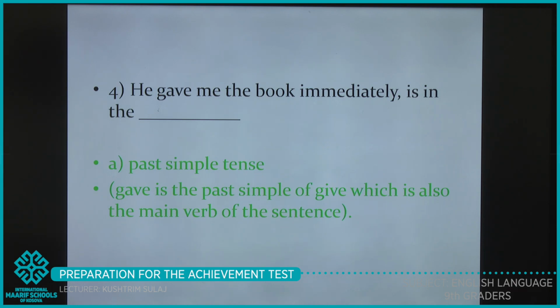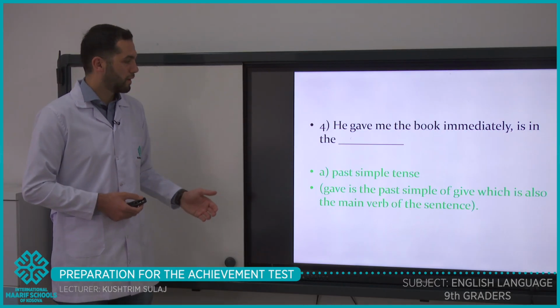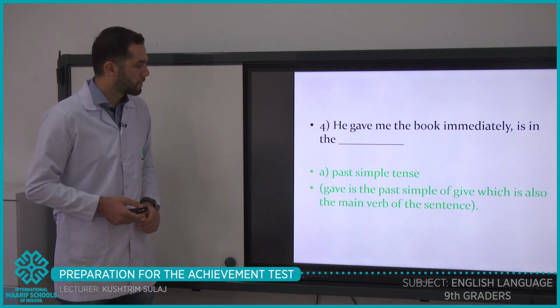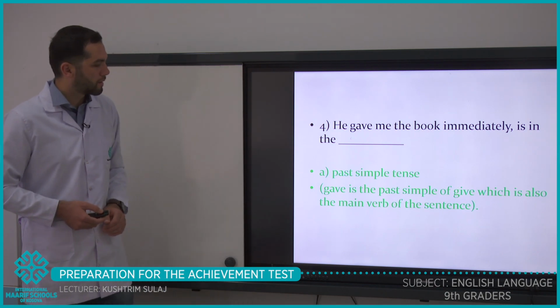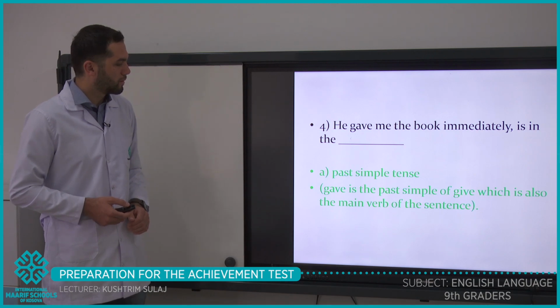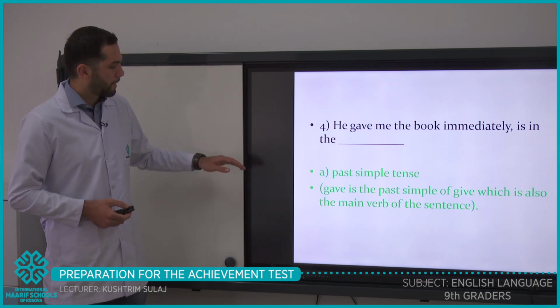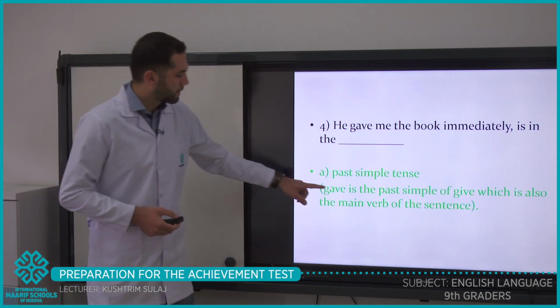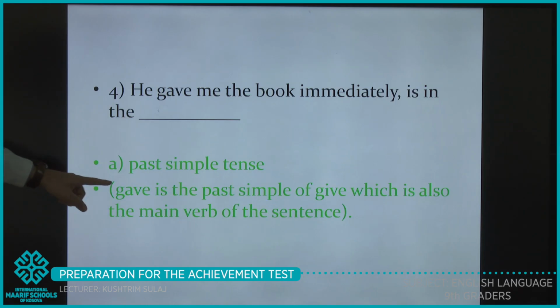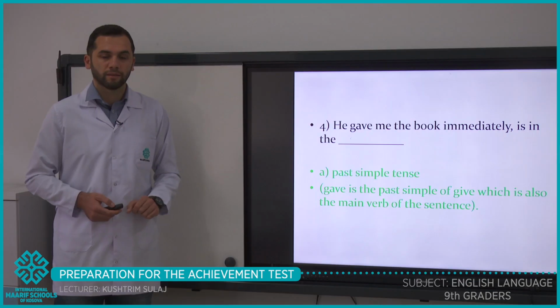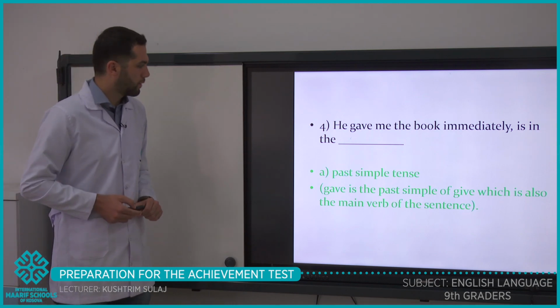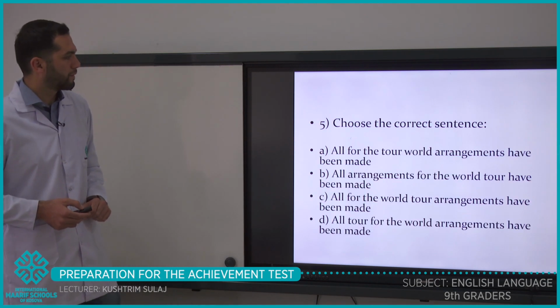Why? You may say, teachers, this is a very good, easy question, but these are the questions that I collected from the previous tests that students used to hold. Now, it's in a past simple because gave is the past simple of the verb give, which is also the main verb of the sentence.